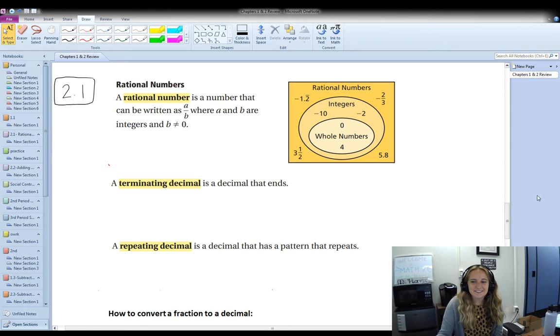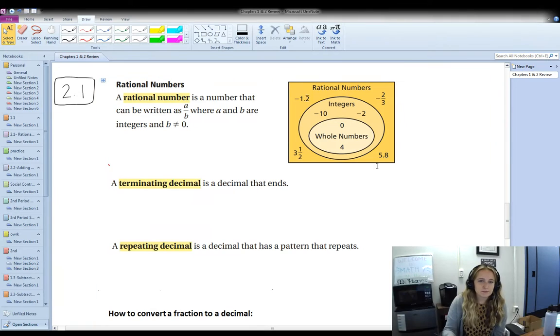Hi, everybody. So now we're going to move on to chapter 2, which is rational numbers. If you haven't already noticed, chapter 2 is essentially the same as chapter 1, except we're working with different types of numbers. So rather than just integers, we're working with rational numbers, which are fractions, decimals, all that stuff.